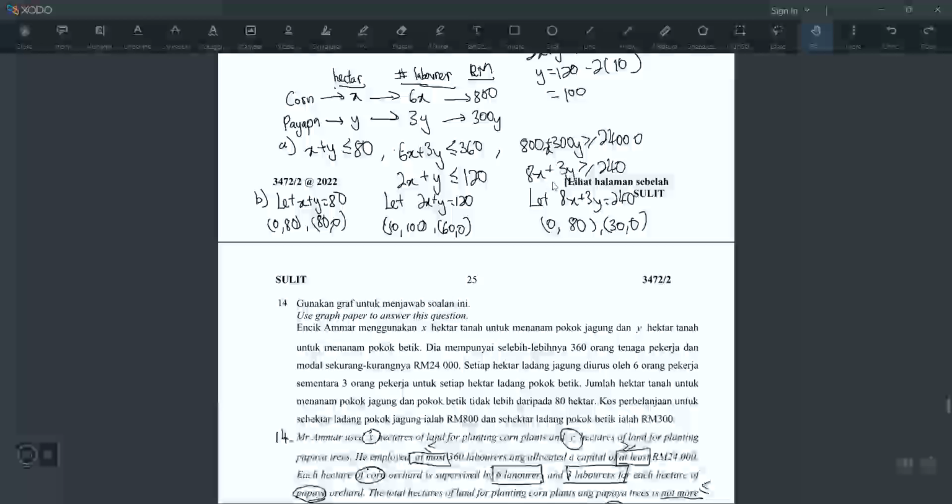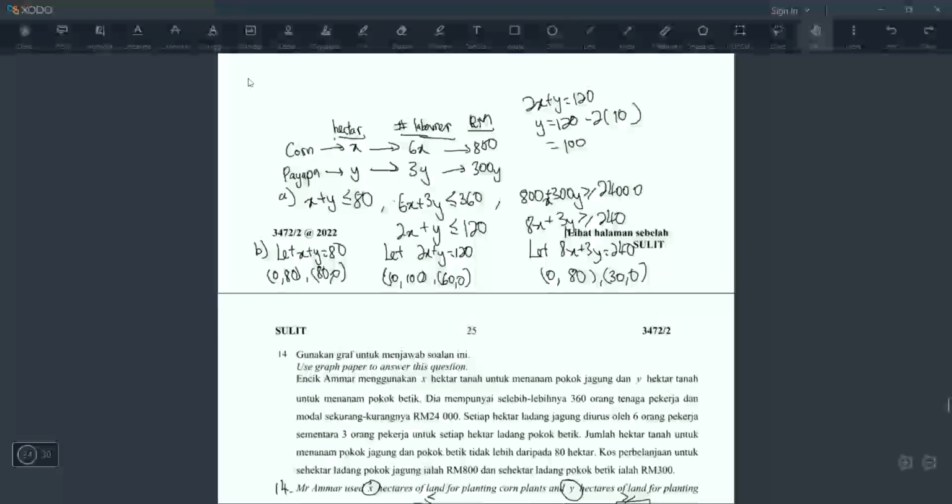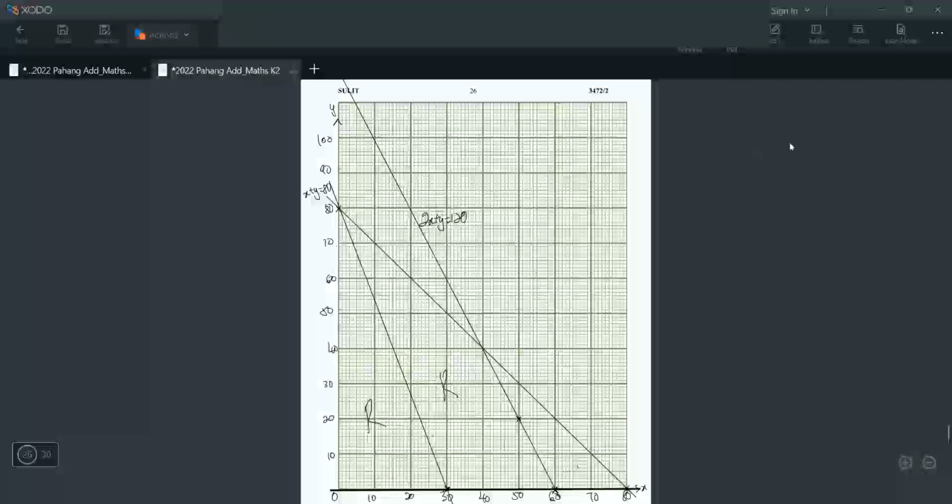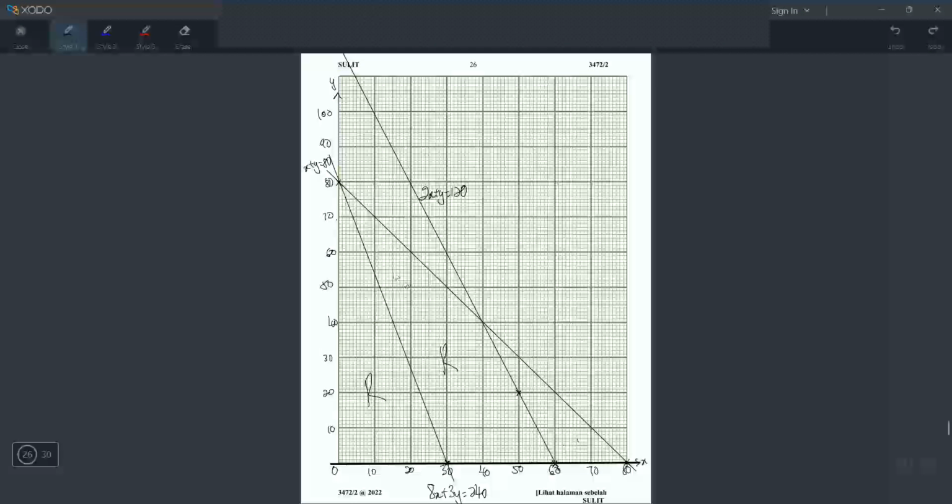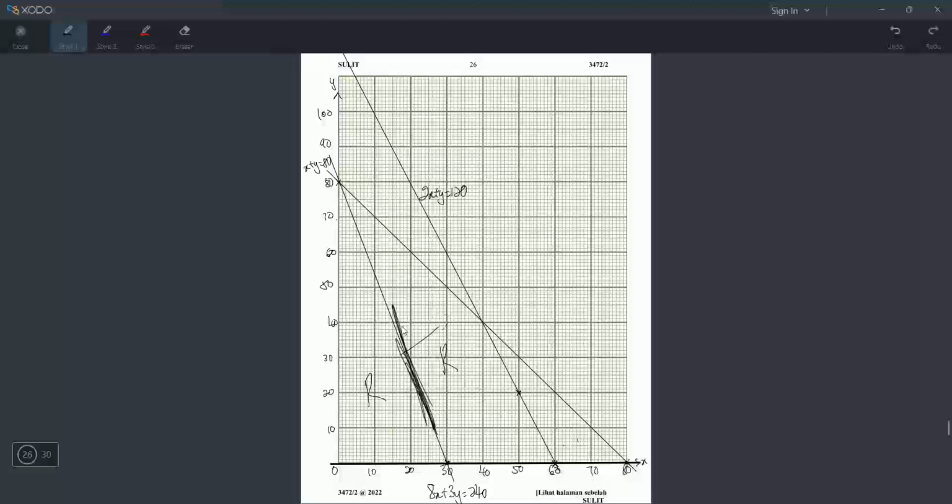The y is already positive, and if I take out the y, it's bigger. So let's find the 8x 3y line and take the bigger area. Where is the 8x 3y area? Which one? This one, right? This one. And then take the bigger area. So the answer is this. The shaded region is this R.